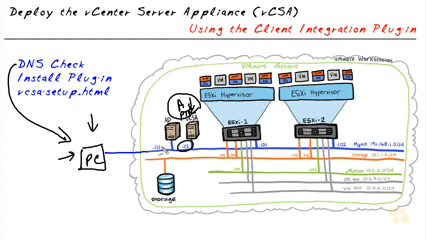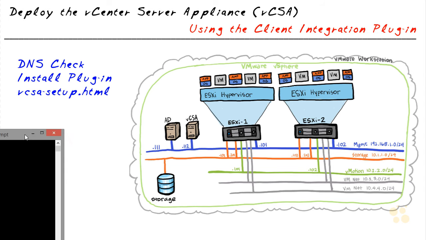And then once we verify that DNS is working, we're going to install the plugin on this PC, and then we'll click on vcsa-setup.html, and that will walk us through the deployment of this vCenter server appliance as a virtual machine on the hypervisor on the ESXi host that we choose to put it on.